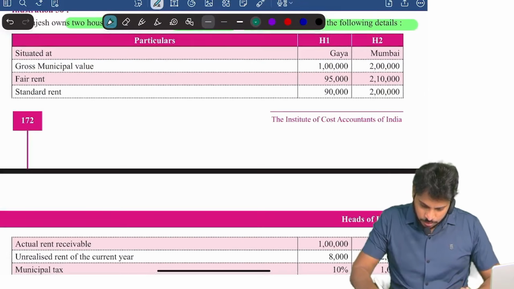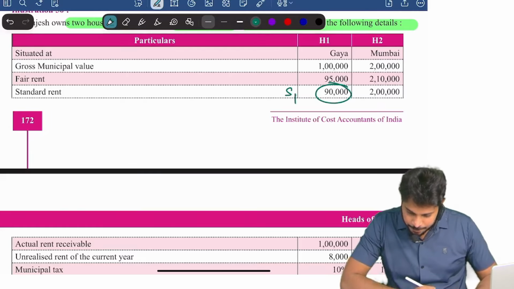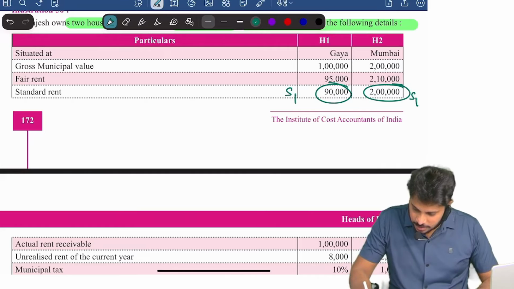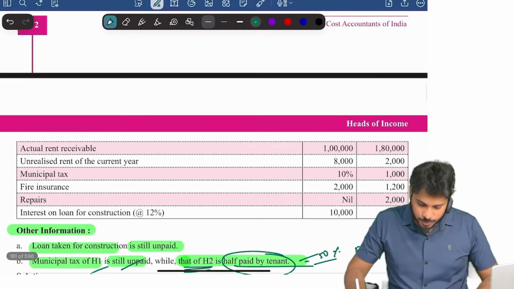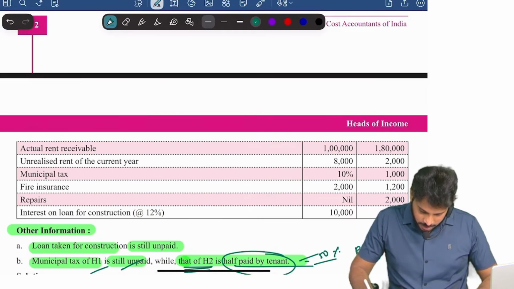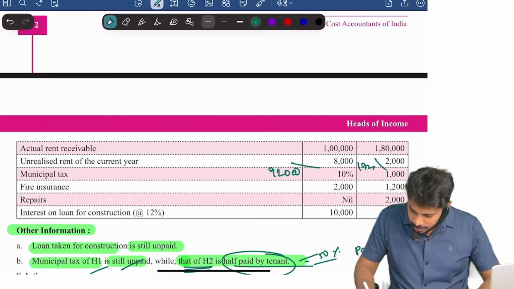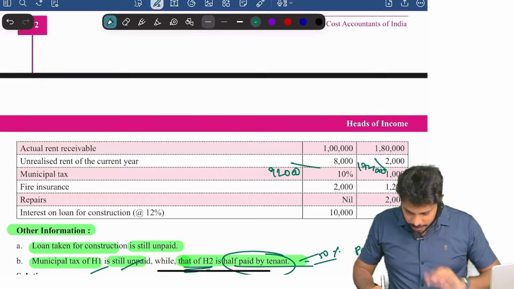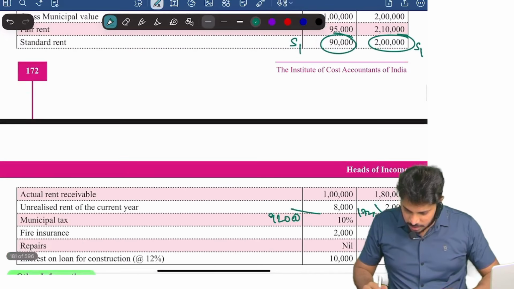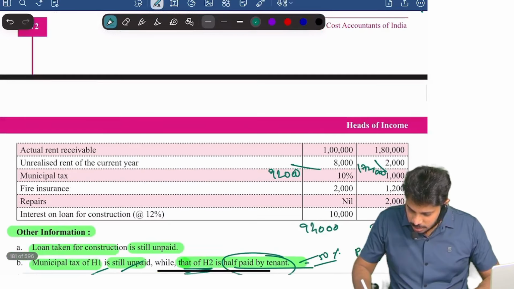Okay, so municipal value or fair rent, whichever is higher, standard rent. This is step number 1. Correct? Whereas here this is step number 1. For house 2, step number 1 is that. Actual rent receivable is this. Actual rent received is 92,000, whereas here it is 1,72,000. Vacancy point is not there. Therefore, whichever is higher, gross annual value for this is 92,000, whereas here it is 2 lakhs.